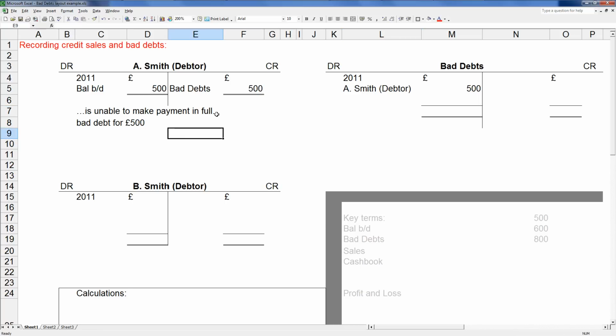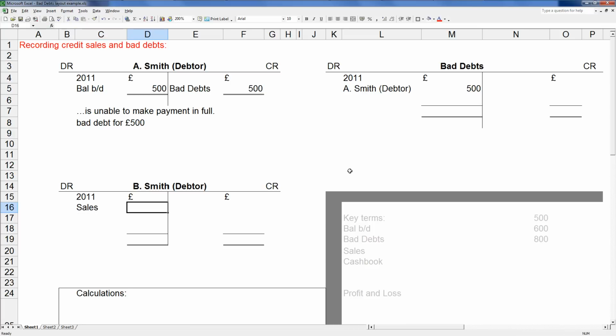Another one, B Smith. We had balance BD for A Smith. Now let's say B Smith doesn't have any balance BD because he doesn't owe any money at the start of the year. Let's say he buys something during the year. If he buys something during the year, it's sales. Let's say he's bought £700.